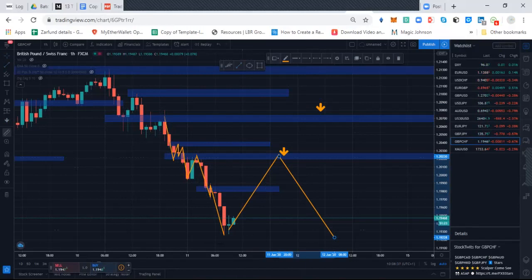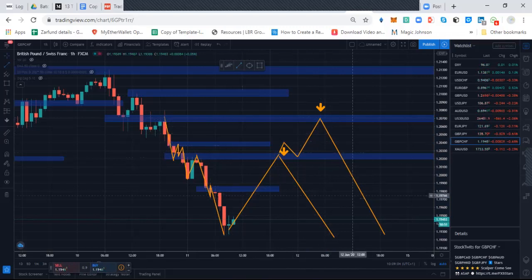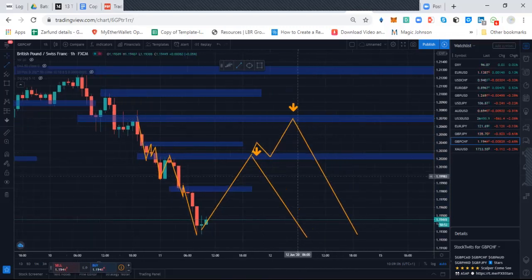All right. But in the case that it breaks this point, it will still retest, and then it will come here before it now drops back. All right. So this is what I'm expecting to see on GBP CHF.